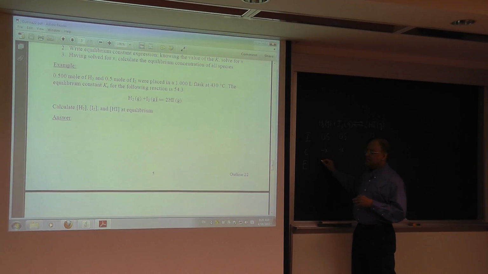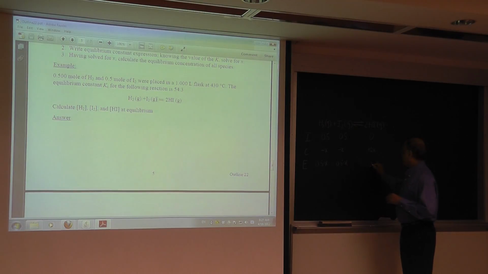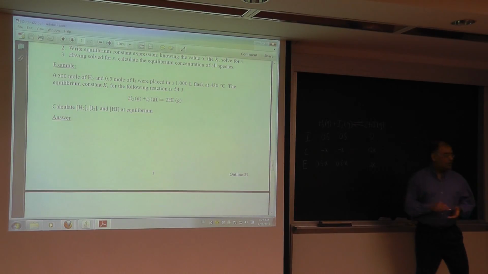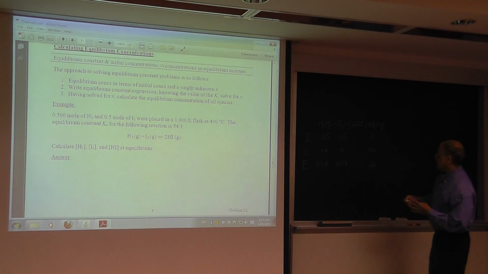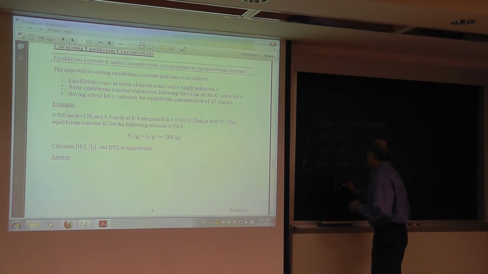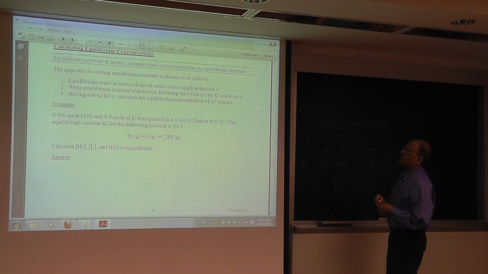So at equilibrium, how much are we going to have of H2? 0.5 minus x, 0.5 minus x, and 2x. Okay, so what we have done is step 1. All right, now write the equilibrium constant expression in terms of the known values of K and x.